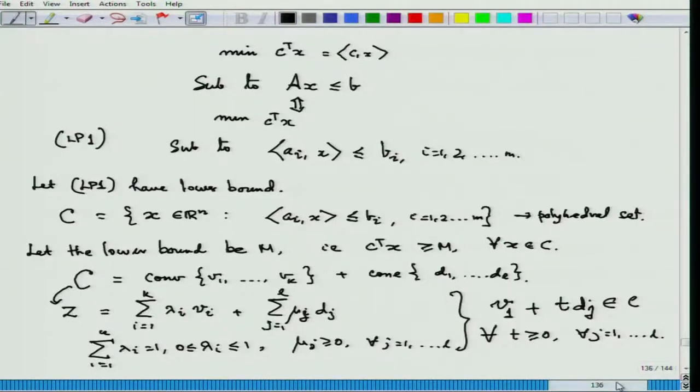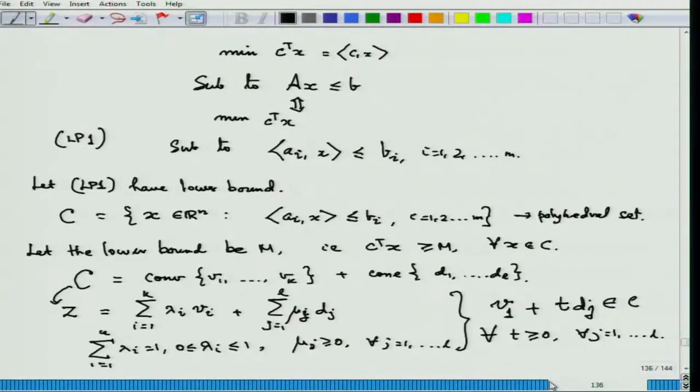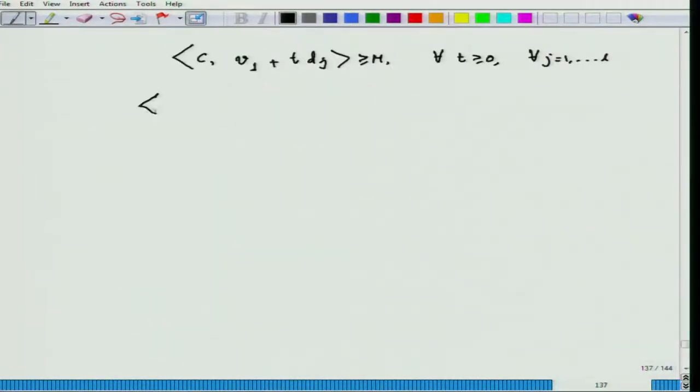Now, once I know this, what can I do? Because this is in C, by my very definition of the bound M, this is what I would have. Just go back and recollect this definition, this is the meaning of the lower bound. Now, I can write this as C of V1 plus T times C of Dj is greater than or equal to M.